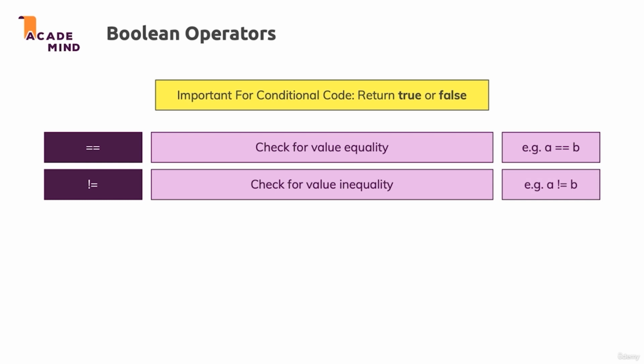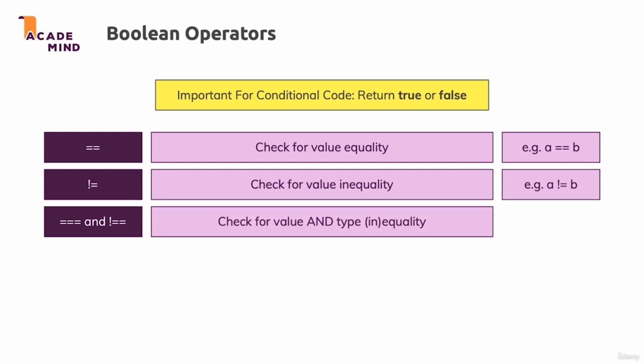Now there also is a special form of these two operators. You also have the equality operator with 3 equal signs, and therefore also the not equal operator with an exclamation mark and 2 equal signs. Now what's the difference to the first two operators I showed you? Well, the triple equal sign operator checks for value and type equality, or with the exclamation mark for inequality.